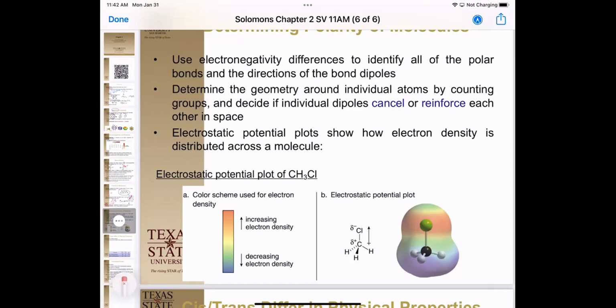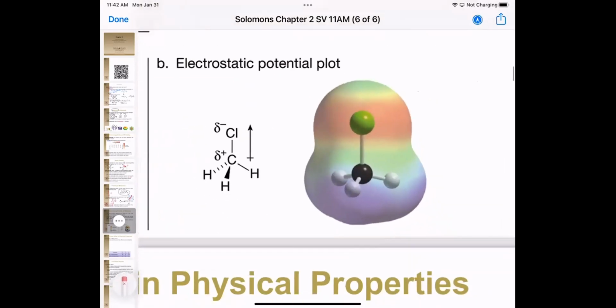And if we can imagine that we have a bond between chlorine and carbon. Chlorine is below fluorine, so it's going to be more electronegative. So the positive side is going to be on the carbon, the negative side is going to be on the chlorine. And it's going to pull it in this direction here, shown here.